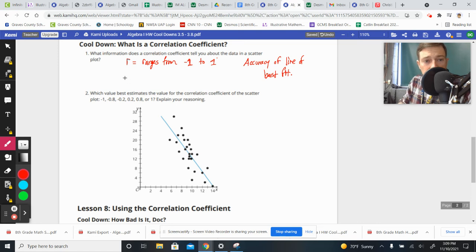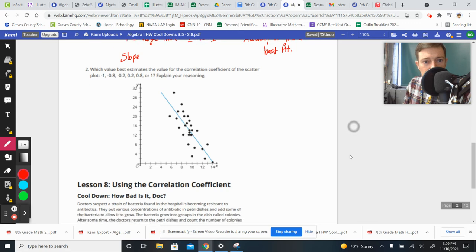Also, the other thing is it tells you slope. You could talk about how it relates to slope. So talk about its range, talk about its accuracy, talk about its slope. Okay. Don't just write these things that I wrote down. Write a well formed sentence. Some of you did that in class already very well.